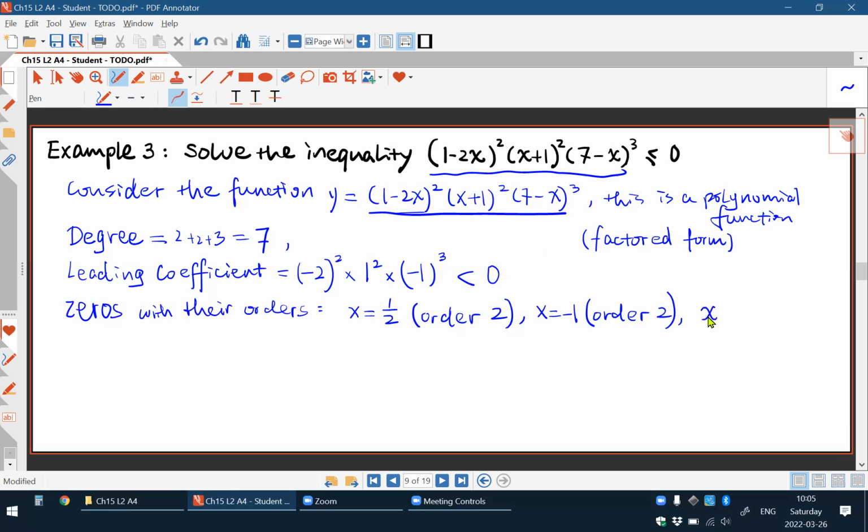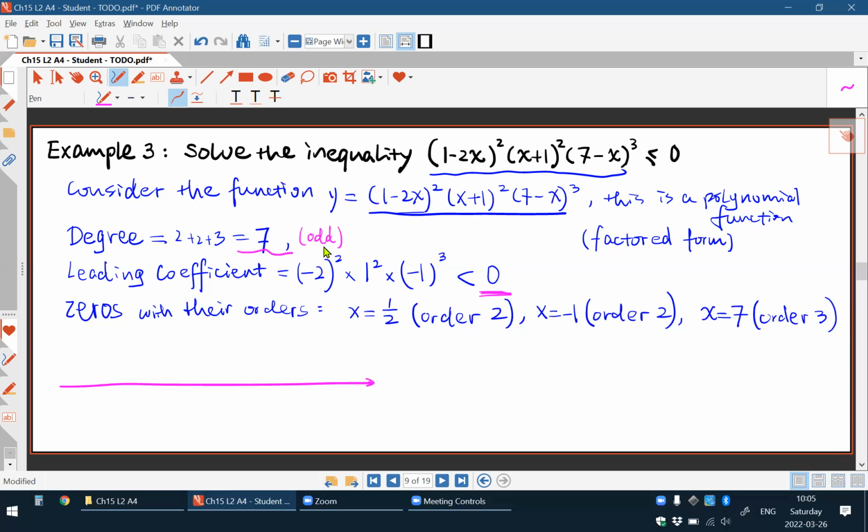Next, we have x equals 7. This binomial appears 3 times, so the order of x equals 7 is 3. Okay, then based on this information, we can sketch its graph. Degree is an odd number, and the leading coefficient is negative. Also, we have all the zeros. Then we can sketch its graph.